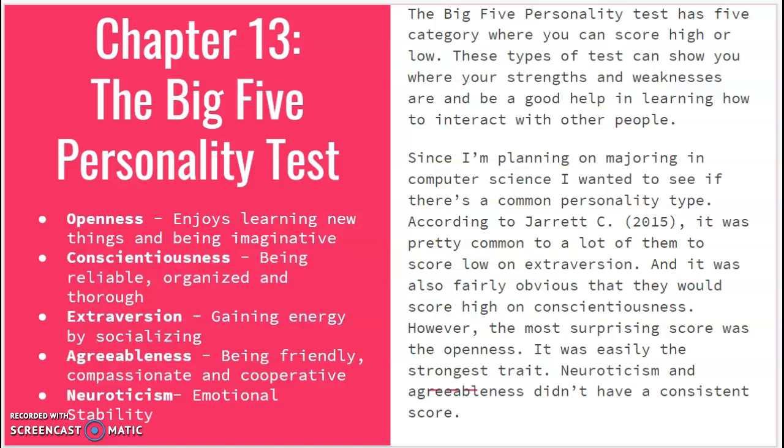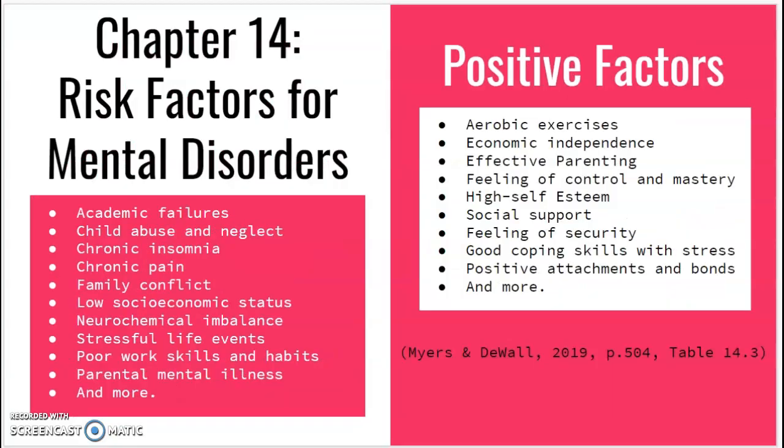So I decided to search if there were common personality traits for computer science majors, and it turns out that they normally score high on conscientiousness and openness, but score pretty low on extroversion, which doesn't really surprise anyone. Alright, so chapter 4, risk factors for mental disorders.